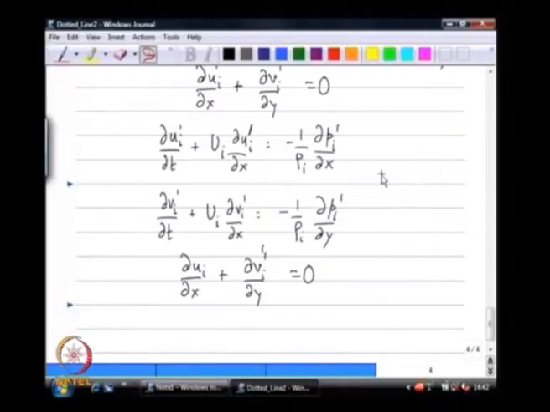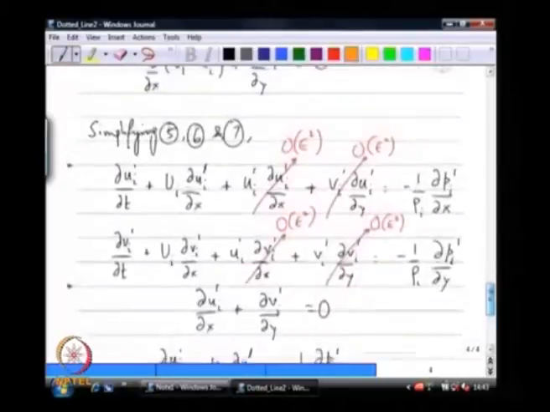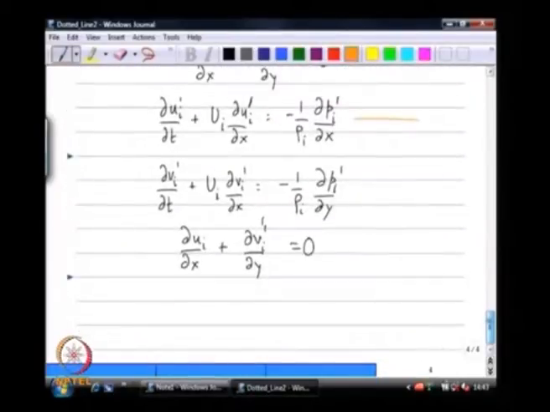In that fashion, I can number these equations. Now 8, 9, 10 are important.